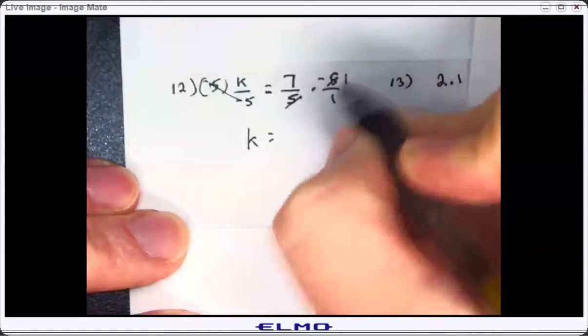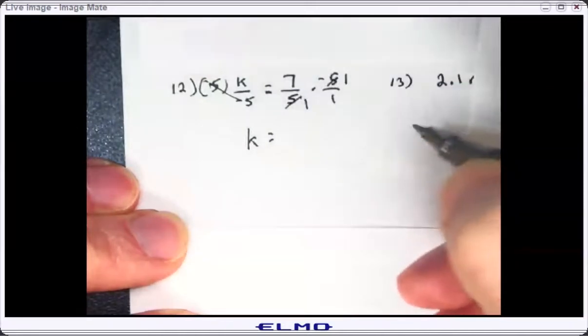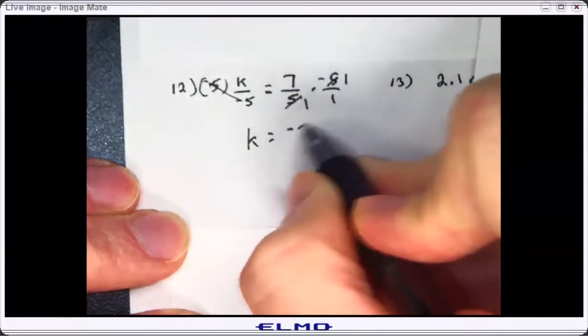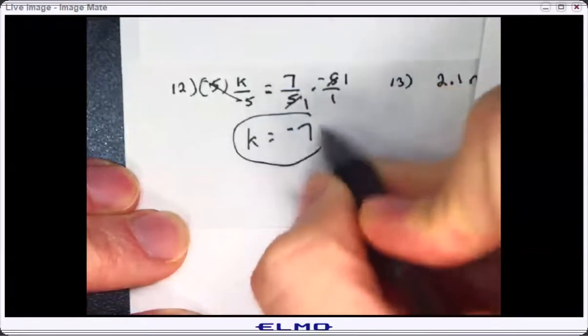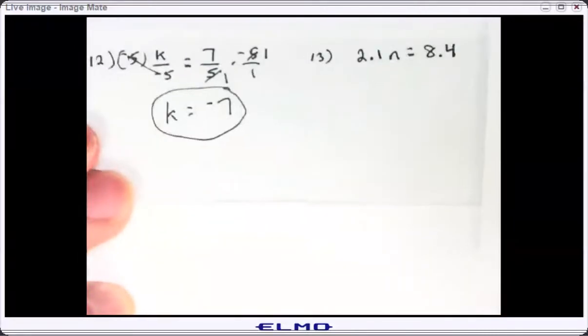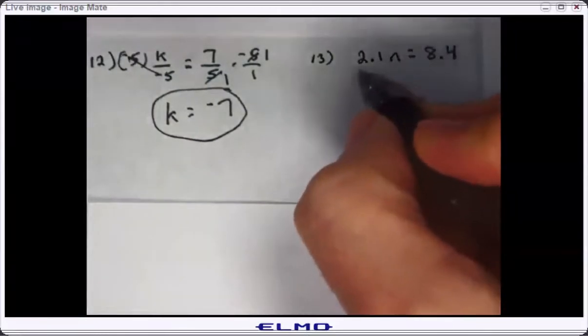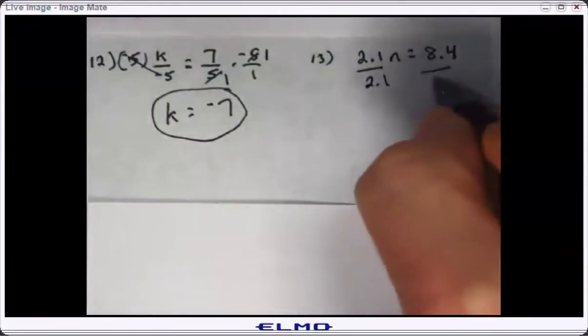5 over 5 becomes 1 over 1, but that top one is still negative. In my numerator, when I multiply, 7 times -1 is -7. And in the bottom, I end up with 1. I don't have to write that. There it is. I want to show you one with decimals just so that you know you do it the same way. To get rid of times 2.1, you divide by 2.1.